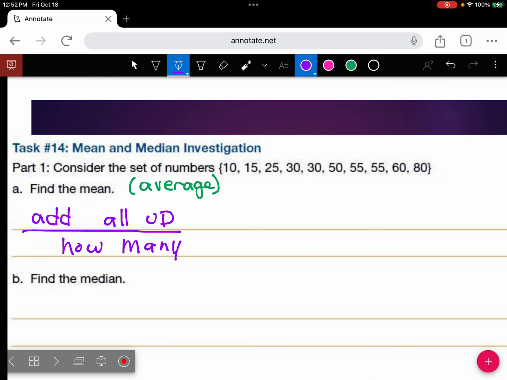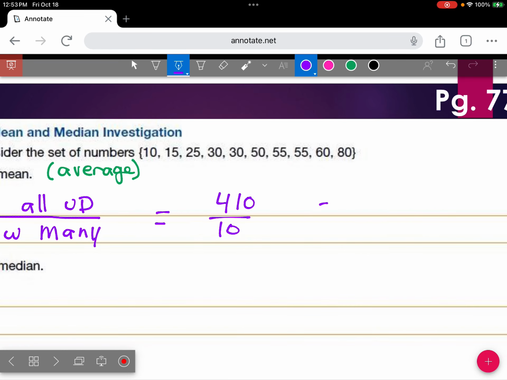So when we add them all up, what do we get? 410. Oop, that's not how we write a 1. And we're going to divide by 10. So our average is? So what's our average? 41.